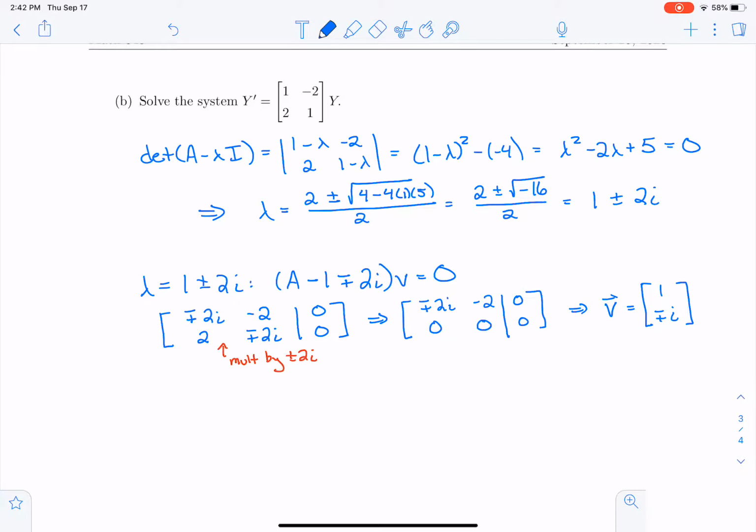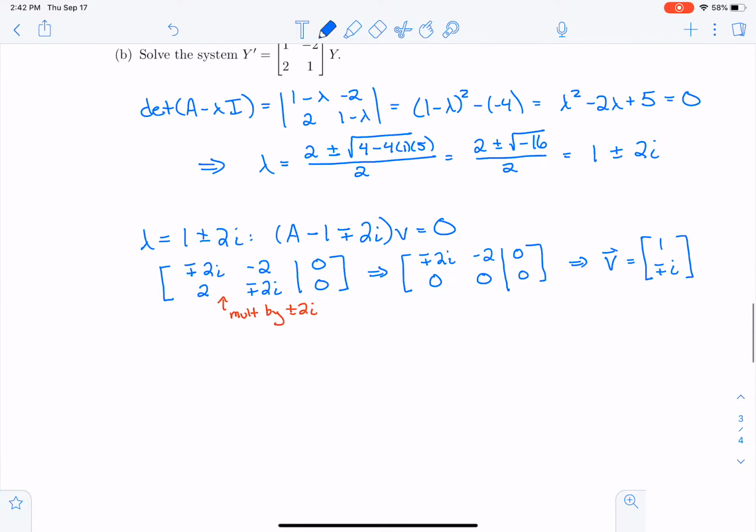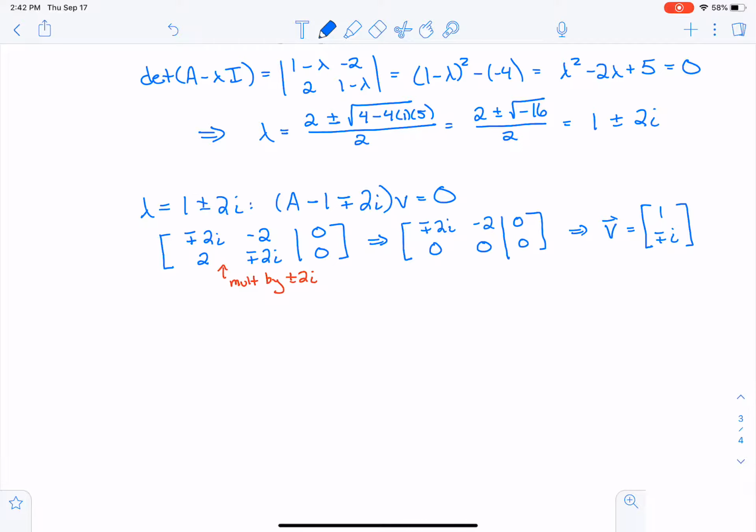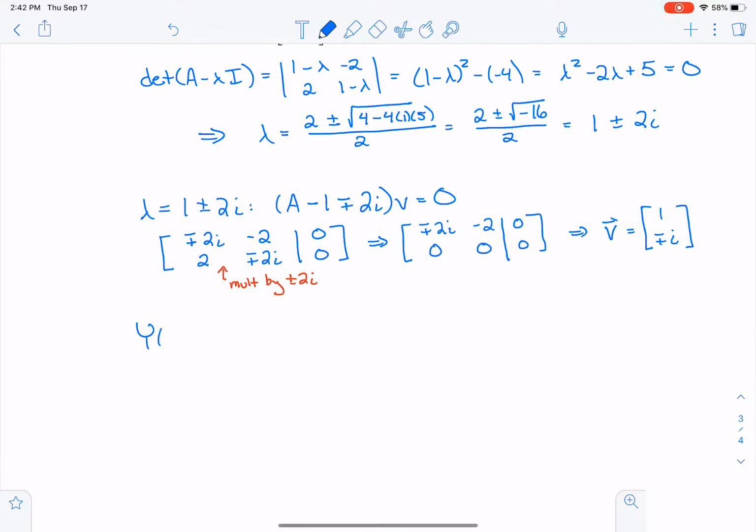And so what's interesting here is the eigenvalues are complex conjugates of each other, the two different eigenvalues, and then the corresponding eigenvectors are complex conjugates of each other. And that is a fact that we will state at the end of this example. So let's just look at one of these eigenvalues and eigenvectors and see what happens to the solution. So we get y of t is equal to e to the (1 plus 2i) times t, and then the corresponding eigenvector [1, negative i].